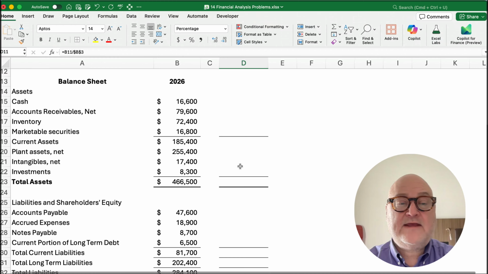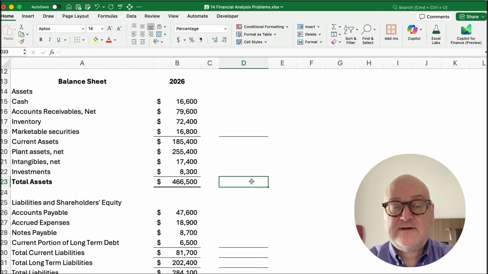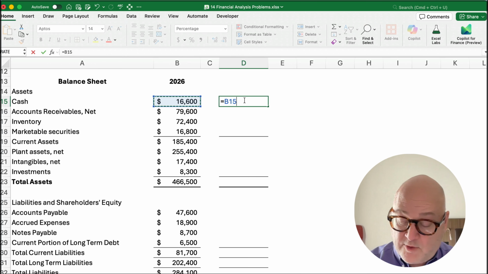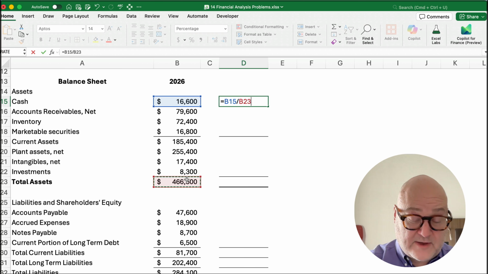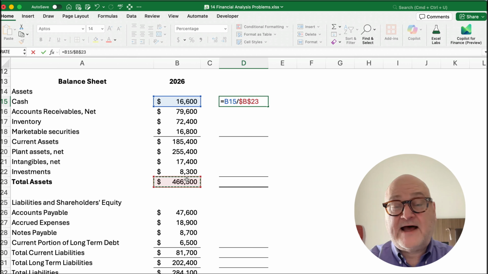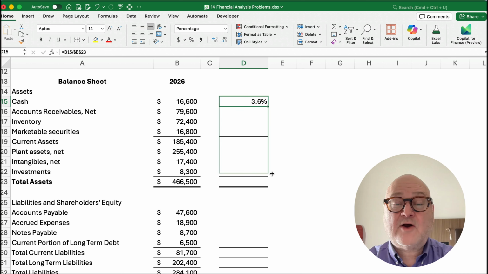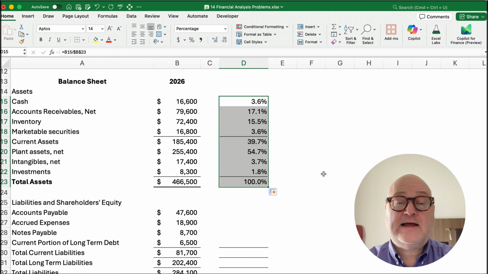Now on the balance sheet, the total 100% number is going to be total assets. So what we're going to do is start here at the very top, 16,600, and divide this by 466. I'm going to make that absolute as well, F4. So divide everything by B23. I've already formatted it for percentages, so 3.6%. Cash makes up about 3.5% of our total assets. So let's look at all our assets here together, and we'll fill without formatting to preserve the underlines.